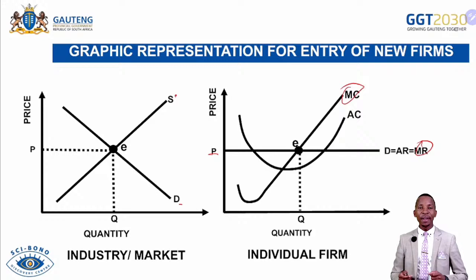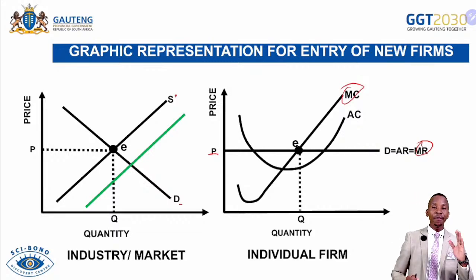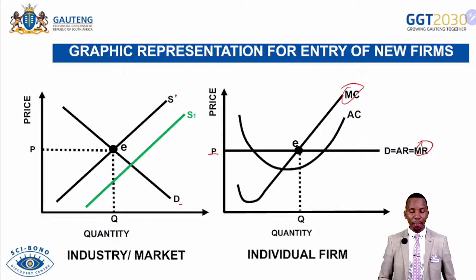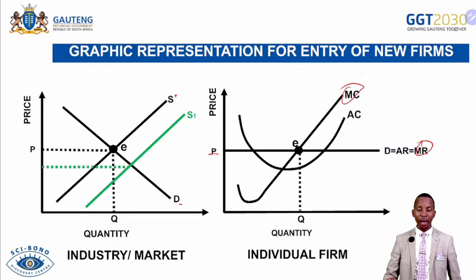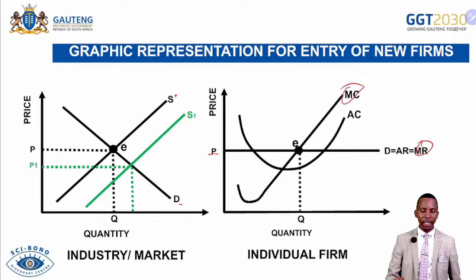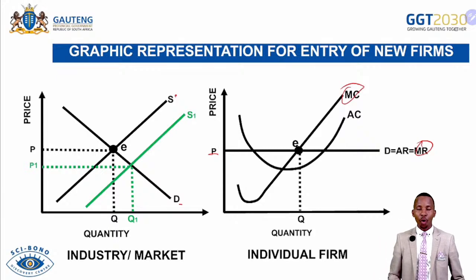As new firms come in large numbers to enter the market, what will happen in the industry? The supply for the industry will increase, meaning the supply curve will shift from left to right. There you see the supply curve shifting. And then there will be a new equilibrium, because if there is more supply of goods within the market, there will be lower prices. So we see prices declining from P to P1, and the quantity supplied increases from Q to Q1.